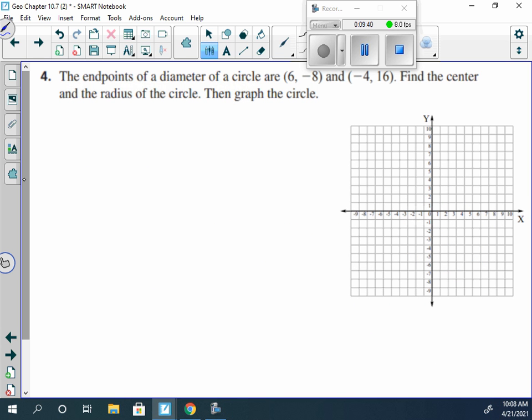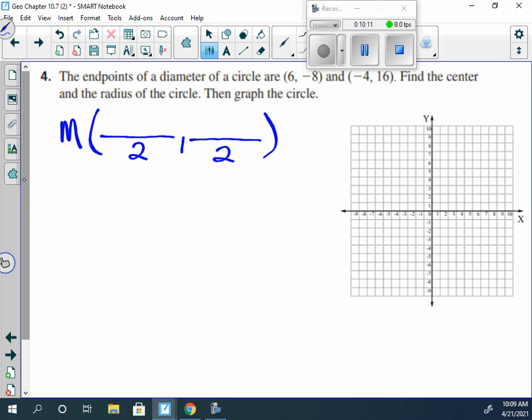The endpoints of a diameter of a circle are 6, -8, and -4, 16. Find the center and the radius of the circle, then graph it. So if we want to find the center, we're just using the midpoint. And the midpoint formula is really we're adding the two x values together, dividing by 2, we're adding the two y values together and dividing by 2.